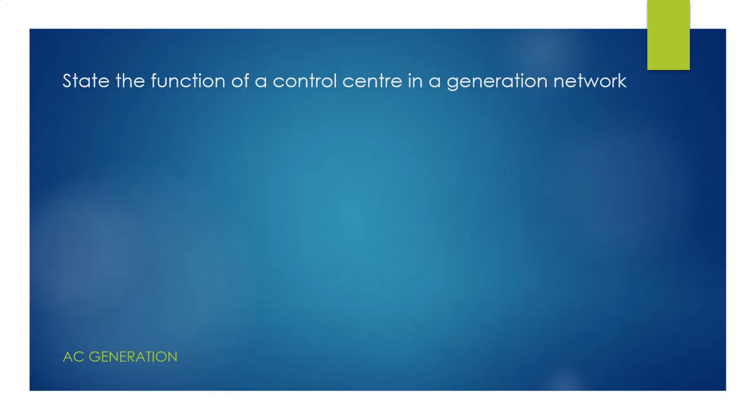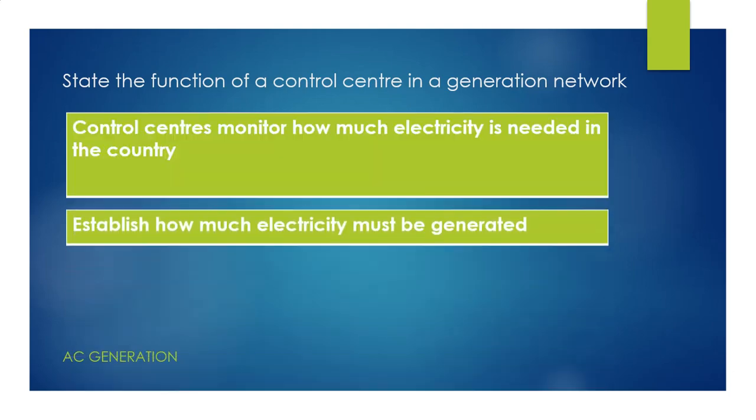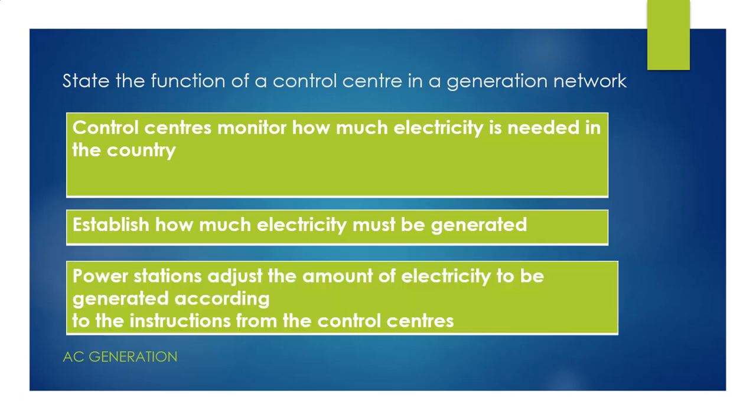State the function of a control sensor in a generation network. Control sensors monitor how much electricity is needed in the country and establish how much electricity must be generated. Power stations adjust the amount of electricity to be generated according to the instructions from the control sensors.